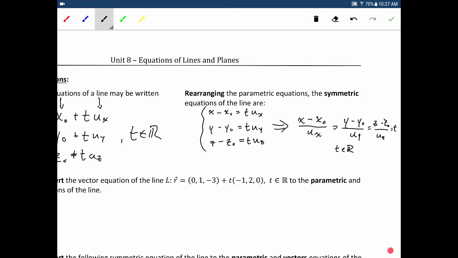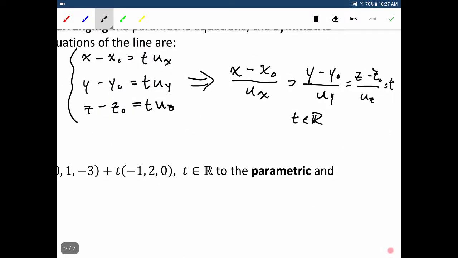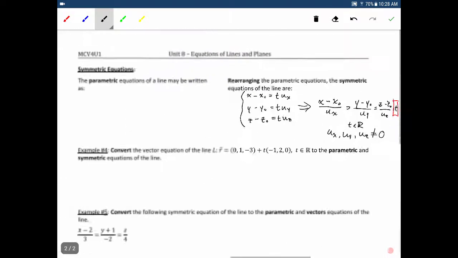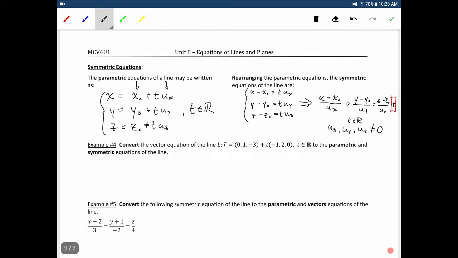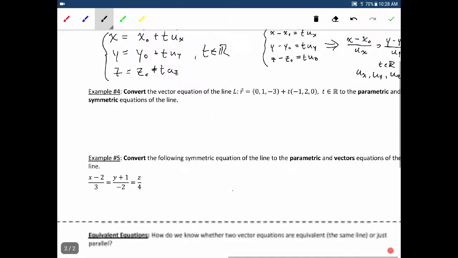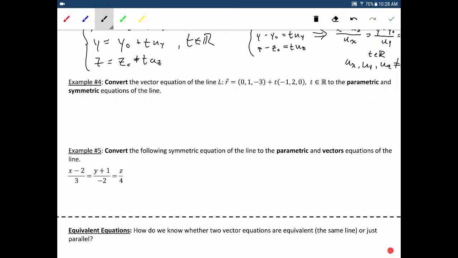That funny looking thing is a weird way to write out an equation, but that is just our symmetric equation. That's what that's called. You don't actually have to include the part that says equals t; that can be disregarded. We do have to say ux, uy, and uz do not equal 0 because we'd be dividing by 0.